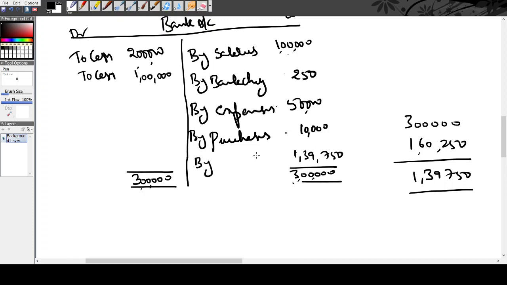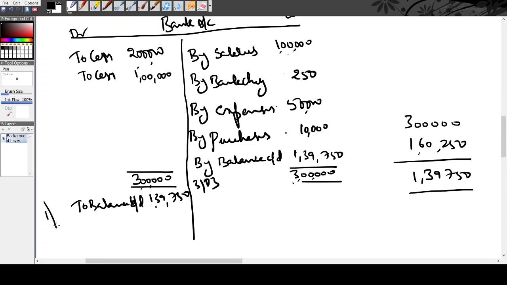When I write this amount, both the sides will become equal. So I'll write here by balance carried down. Now I bring it to the higher side. To balance brought down, 1 lakh 39,750. Let us say I'm doing this on 31st March and this is brought forward on 1st April.